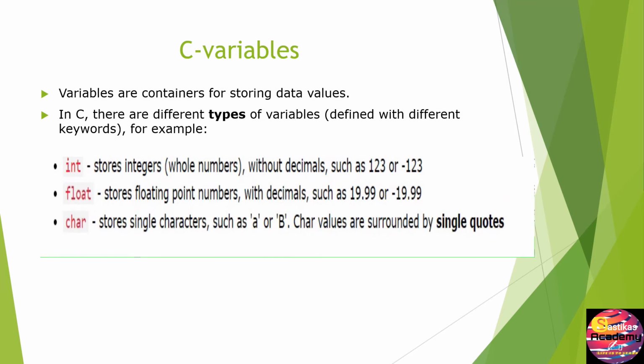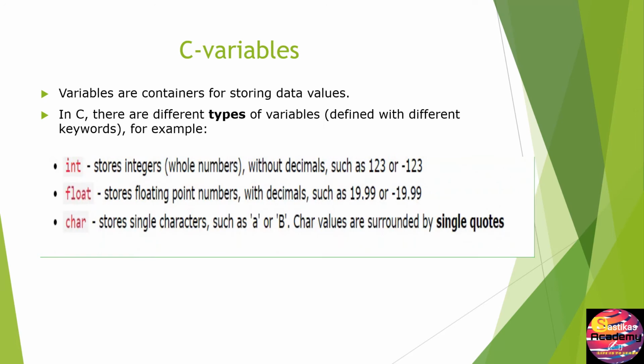Variables are containers for storing data values. If you want to assign some values for an operation, you have to use variables. Assign the values to the variables first, and then use them in the program. For example, a equal to 5, b equal to 10, and c equal to a plus b. For that purpose, you have to use variables for storing the data values.